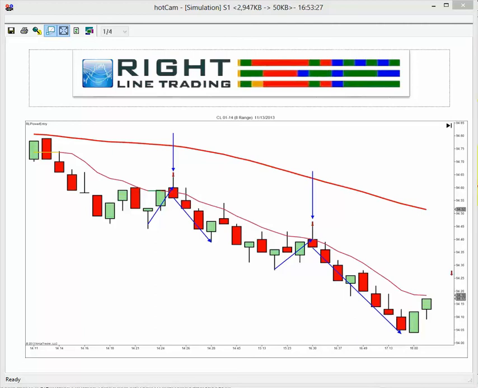If you get ticked out of the trade, don't miss this whole down move. You get another retracement right back to the modified 15. Short right here. Down you go again.